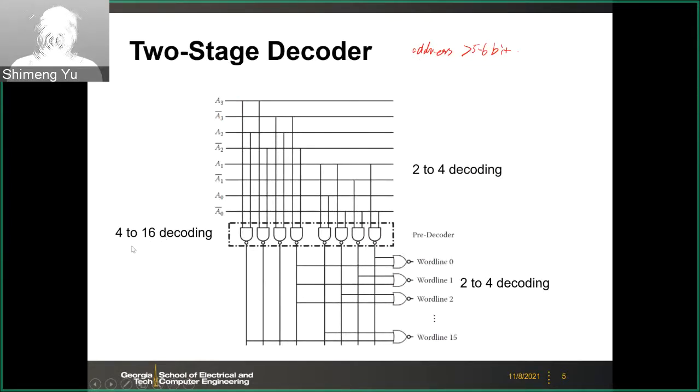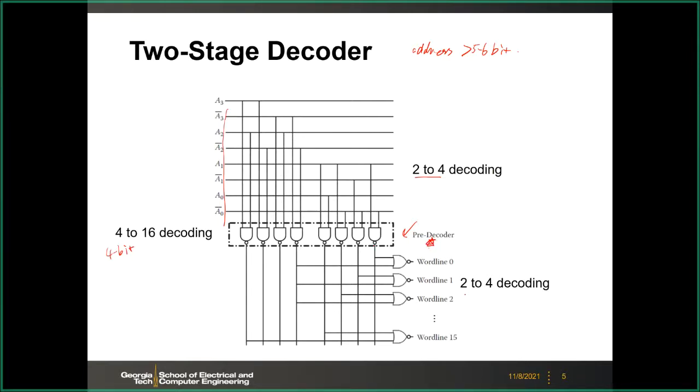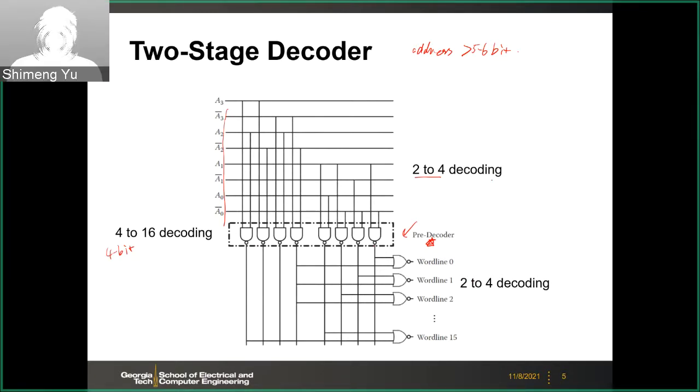This is an example for 4-bit to 16 decoding, and we need to divide that into 2 steps. So the first stage is the 2 to 4 decoding. Here you have the 4-bit input, and you first only do 2-bit to 4 decoding. You have some groups, and you only do the first stage decoding. This is also called the pre-decoder. And then after that, you do another 2 to 4 decoding. Then eventually you have the 4 to 16 decoding.